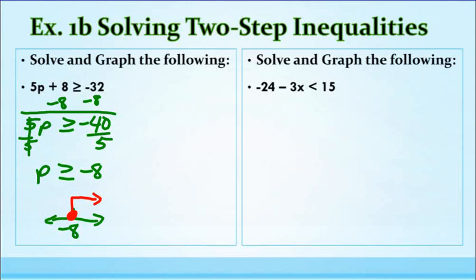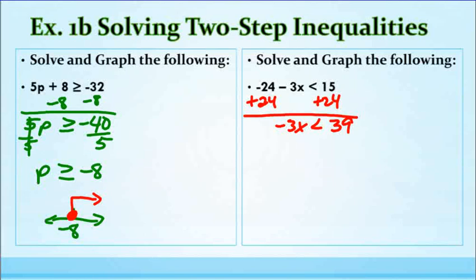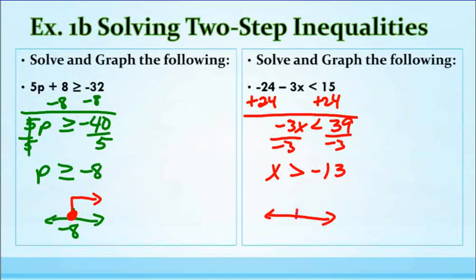Solve and graph the following here. Need to add 24 to both sides. And I get negative 3x is less than 39. To get x by itself, I divide by negative 3 on both sides. And since I'm dividing by a negative, I flip the symbol. And I get x is greater than negative 13. On number line, negative 13 here. I have an open circle, greater than means to the right.